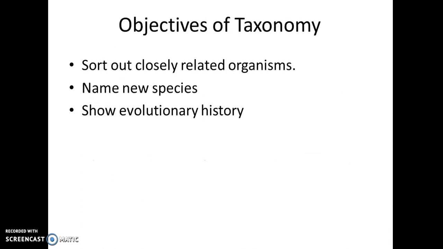So now the goal of taxonomy is to sort out closely related organisms, to name new species, and to show evolutionary history.